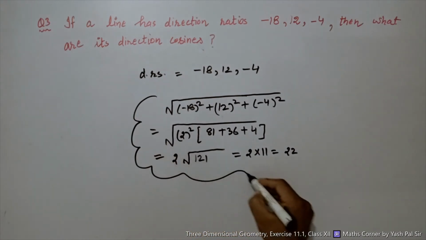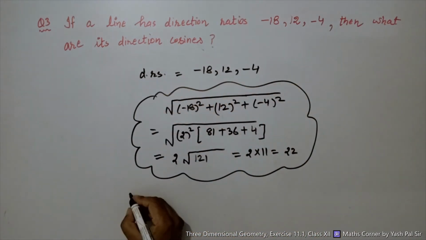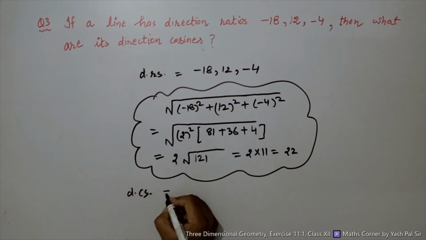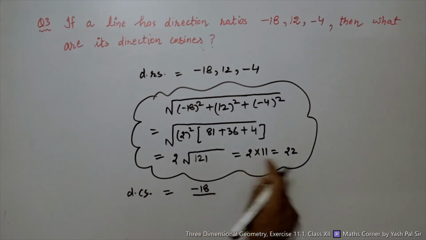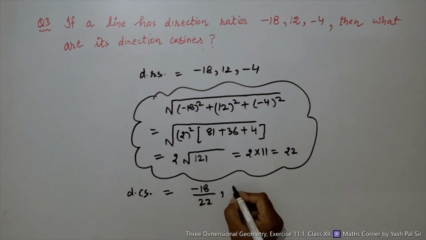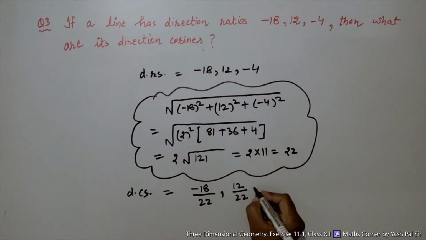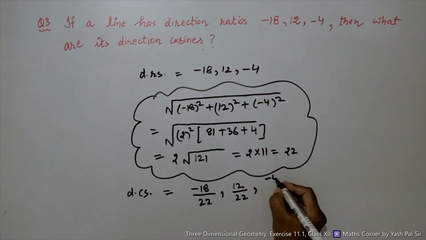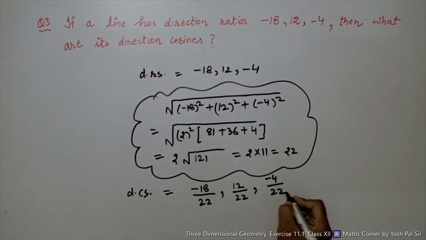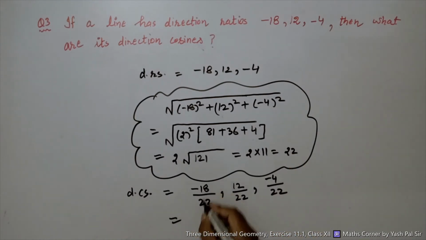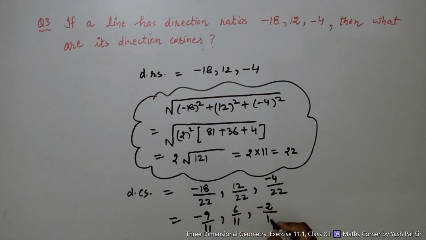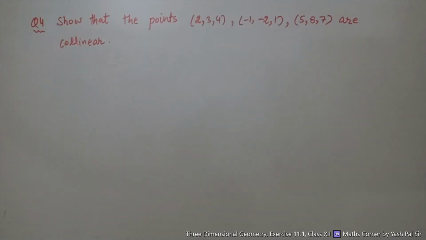After finding the magnitude of the direction numbers, direction cosines become equal to -18 divided by 22, next number is 12 divided by the magnitude 22, -4 divided by the magnitude 22. So we can cancel out, this becomes -9 upon 11, 6 upon 11, -2 upon 11. So these are the required direction cosines.